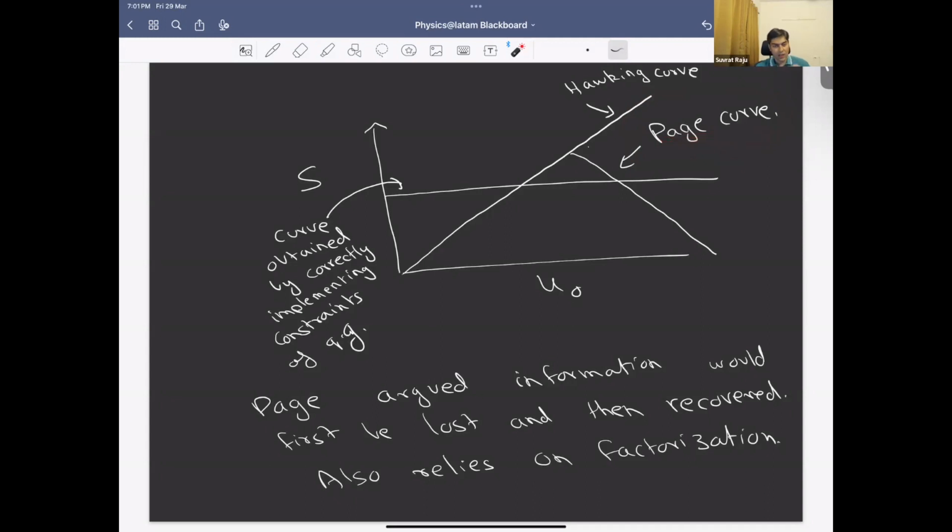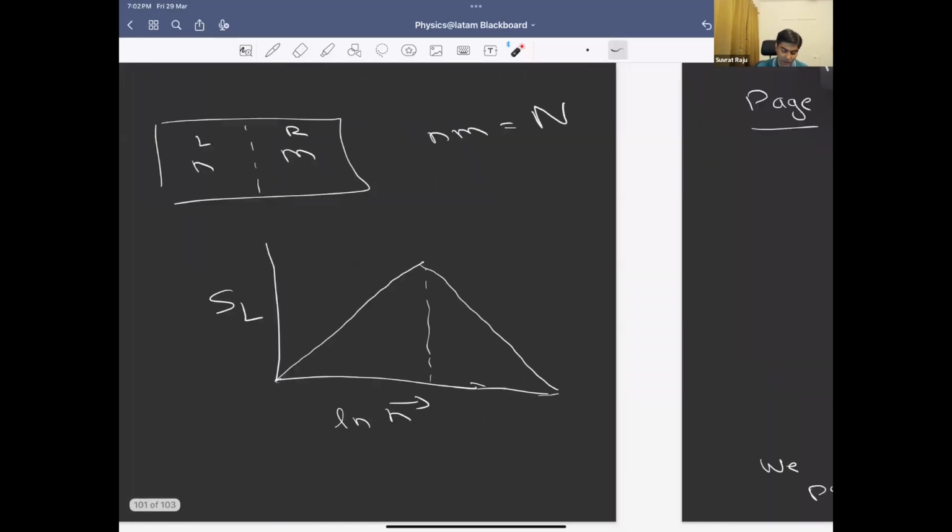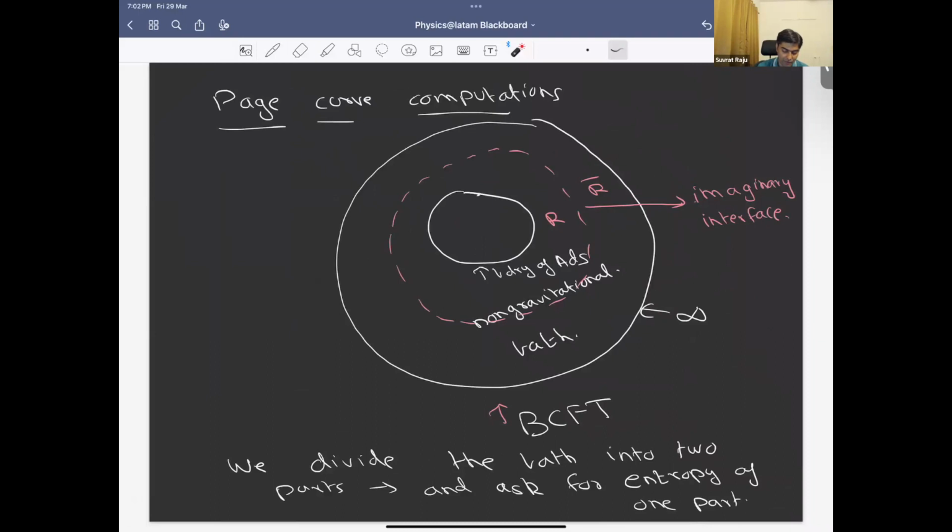Okay? That being said, you can change the question so that the Page curve remains the right answer. And what is done in these computations of the bath is this. You take a gravitational theory, you couple it to a bath. So this is gravity, you couple it to a bath. And then you ask for a Page curve across some interface in the bath. So the system does have gravity. It has a black hole. It also has a Page curve.